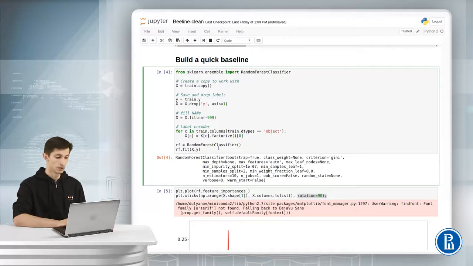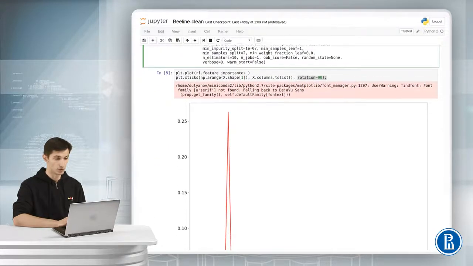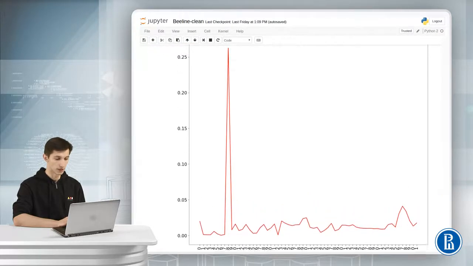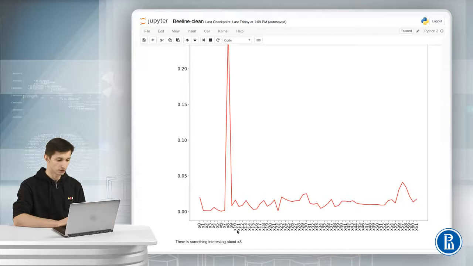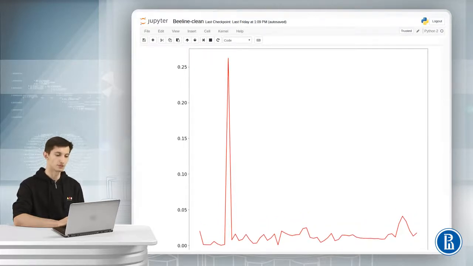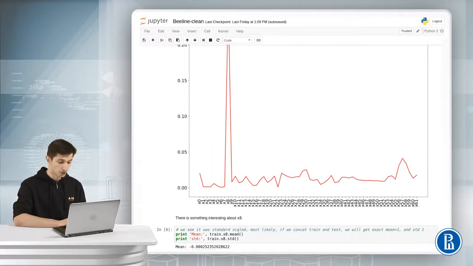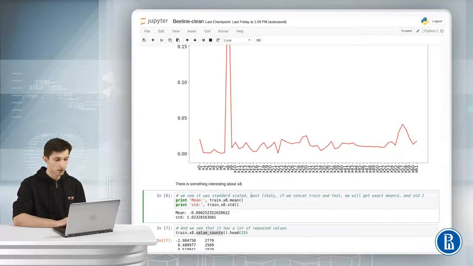So let's fit the random forest classifier on our data. And let's plot feature importances. And what we see here is that feature X8 looks like an interesting one. So we should probably investigate it a little bit deeper. If we take the feature X8 and print its mean and STD value, they turn out to be quite close to 0 and 1 respectively.